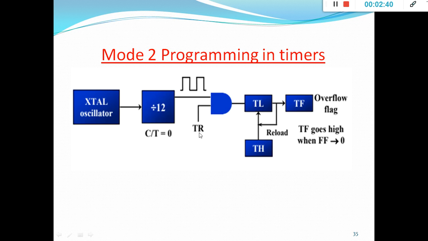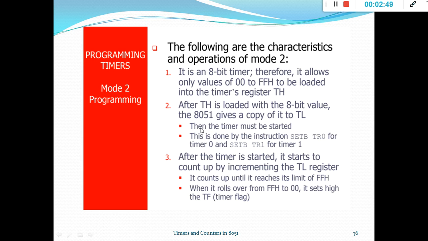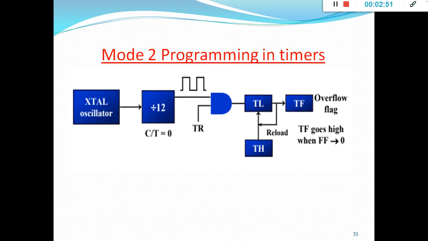This can be done either by software or hardware. How are we going to start the timer in software? By using the instruction SETB TRx. When you are using timer 0, you use SETB TR0. When you are using timer 1, SETB TR1. So the timer is started by the instruction I told, that is SETB TR0 for timer 0 and SETB TR1 for timer 1. This is just like mode 1.